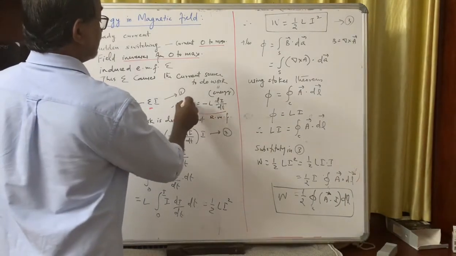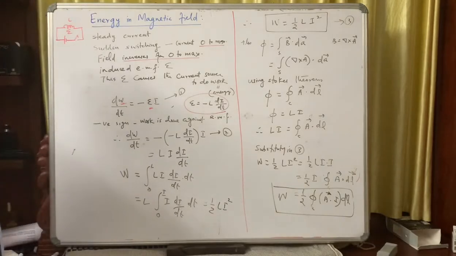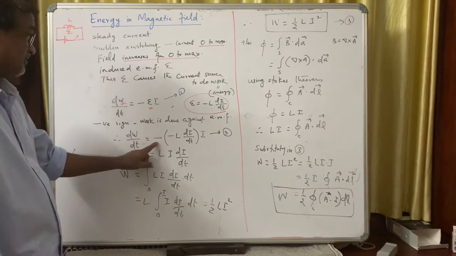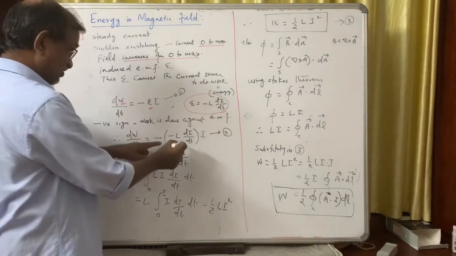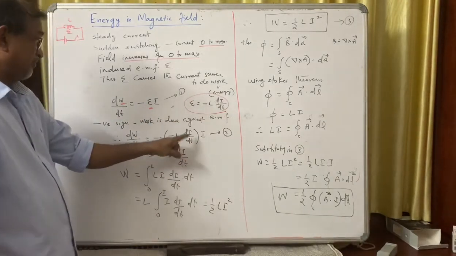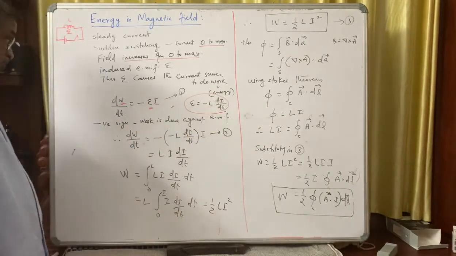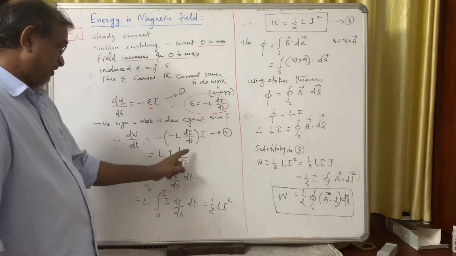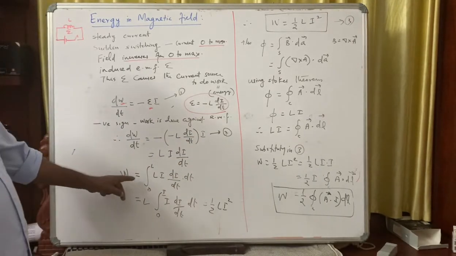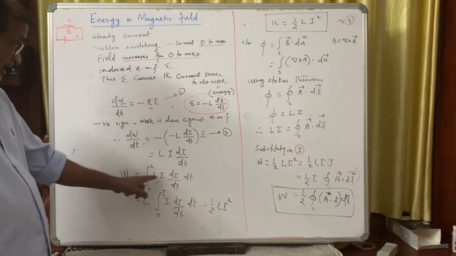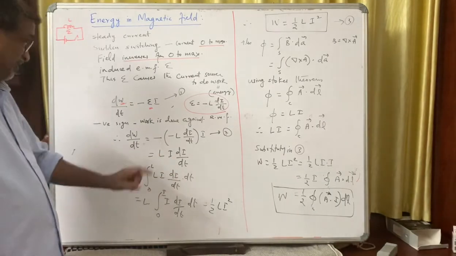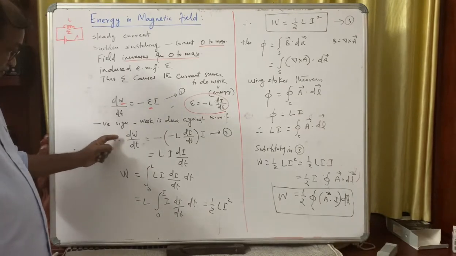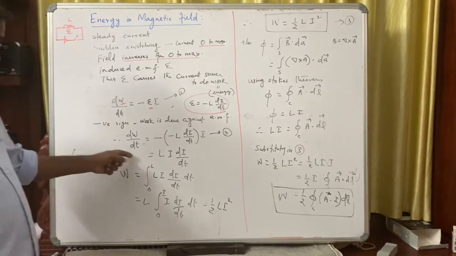Also, we have derived that E is equal to minus L di by dt. So dW by dt is equal to minus, instead of E, you can substitute this, minus L into di by dt into I. That is equation 2. Minus into minus is plus, so L into I into di by dt. So W is equal to the integral from 0 to t of L I di by dt into dt.